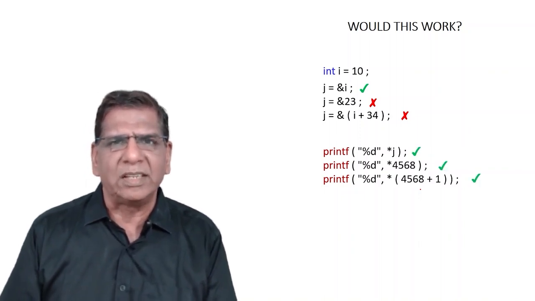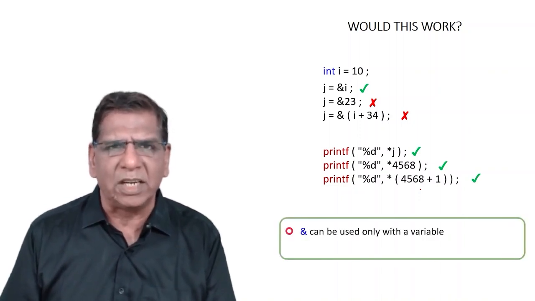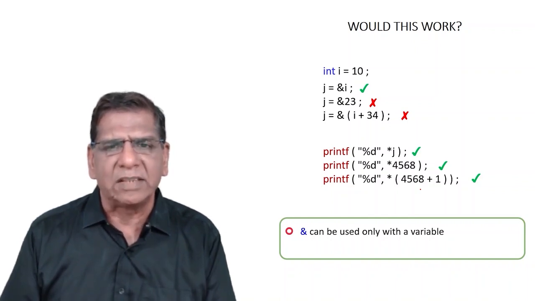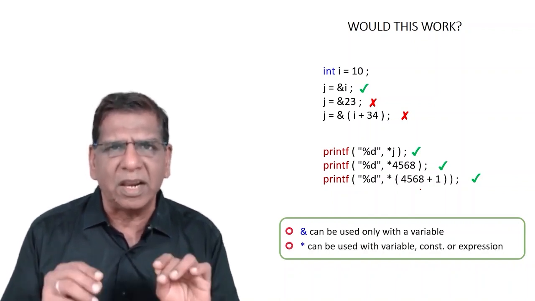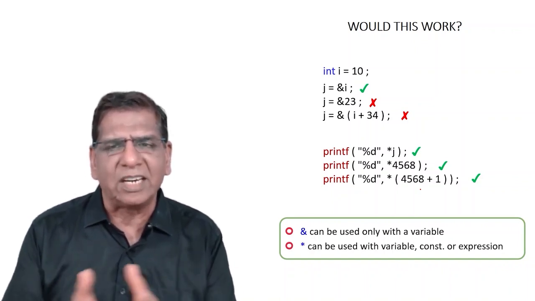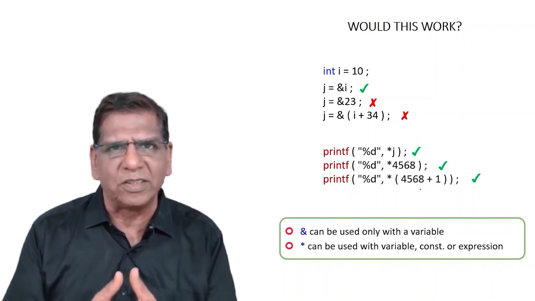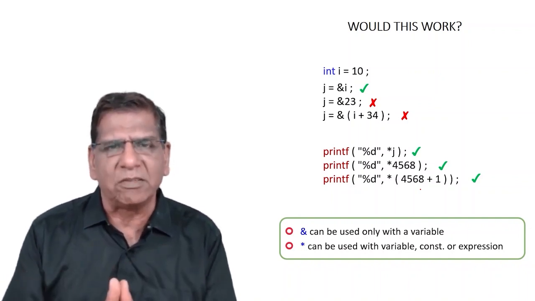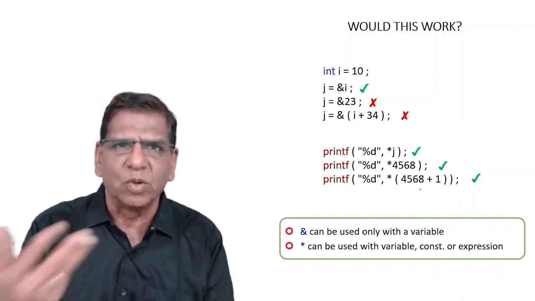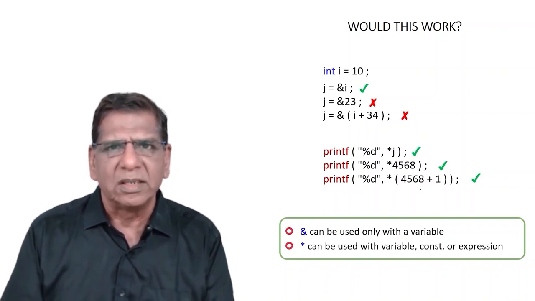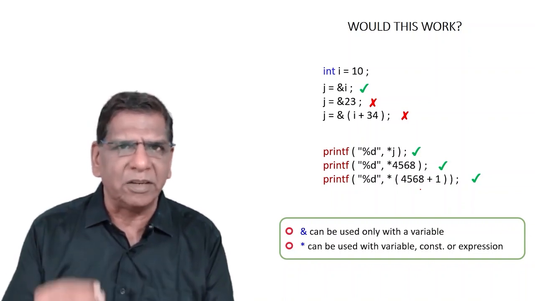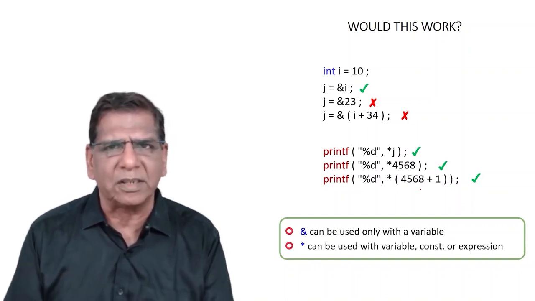So if I am to generalize, I can say that & can be used only with a variable, never with a constant, never with an expression. Unlike that, * can be used with a constant, a variable and an expression. Don't immediately start typing *4568 or *(4568 + 1). They would not straightaway work. You will have to do something more for them to work. What is that something more? We will see as we go along. But as of now, understand that & can work only with a variable, whereas * can work with a variable, constant as well as an expression.